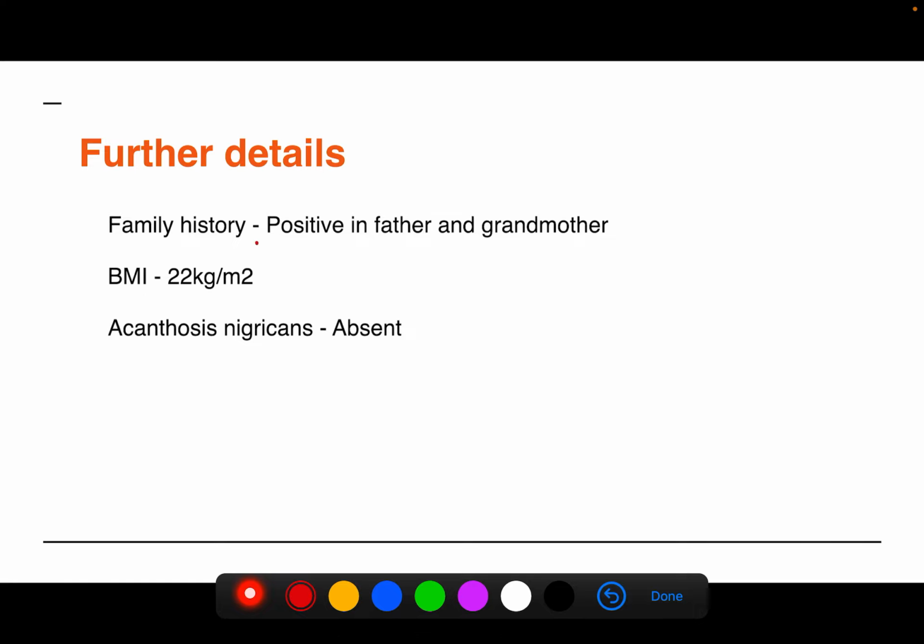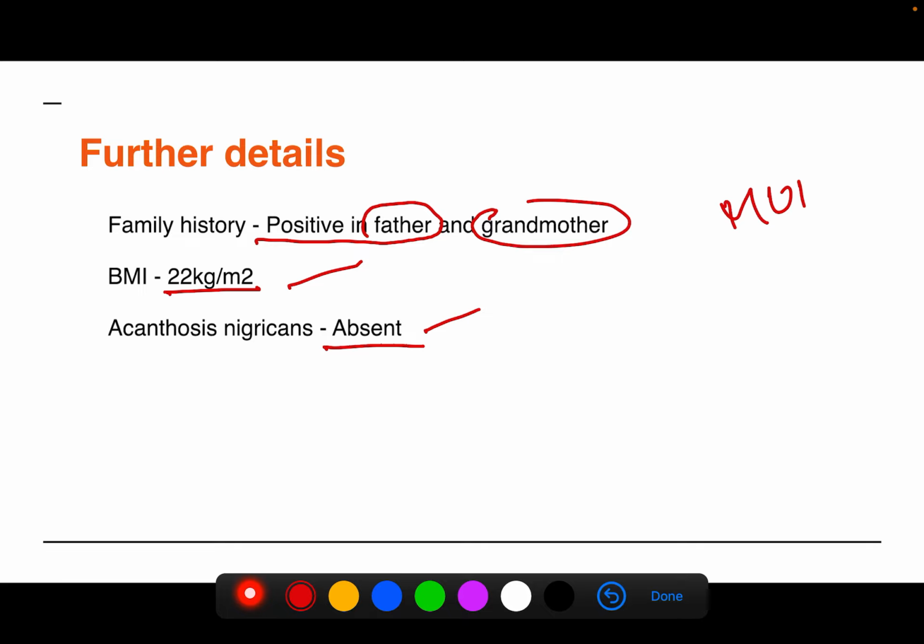There is a strong positive family history. The disease is positive in father and grandmother. BMI is normal, the boy is lean, and acanthosis nigricans is absent. So now what are you thinking? We are actually differentiating between type 1 and MODY, right? Both of these will not have signs of insulin resistance. But with a positive family history across 2 generations, this is looking more like MODY.